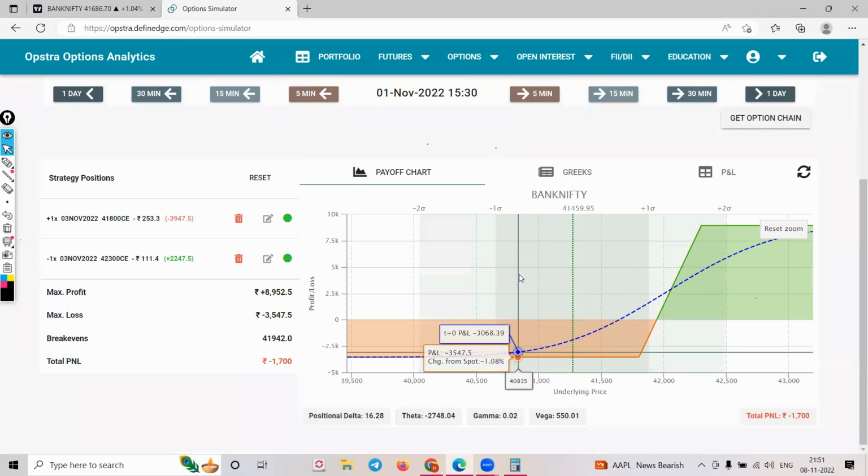Honestly, I'm telling. Sorry for disturbing this. I don't understand. That's what I've told 3 to 4 times. If you ask me, I sold 42,000 for 10 rupees, 40.